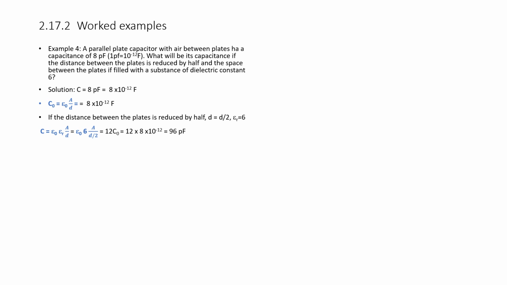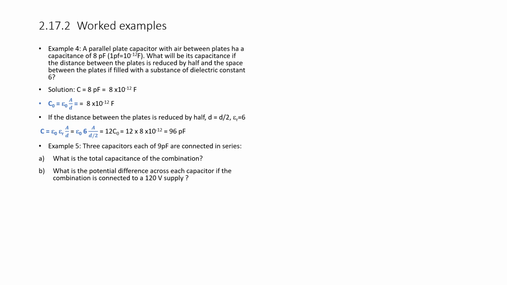Whereas all other quantities, epsilon naught A by D, are equal to C naught. So substituting, we get 12 into C naught, which from the previous example is 8 into 10 to the power of minus 12. So 96 picofarads is the capacitance. So by putting in dielectric material and reducing the distance, the capacitance is increased from 8 picofarads to 96 picofarads. That is the outcome of this example.